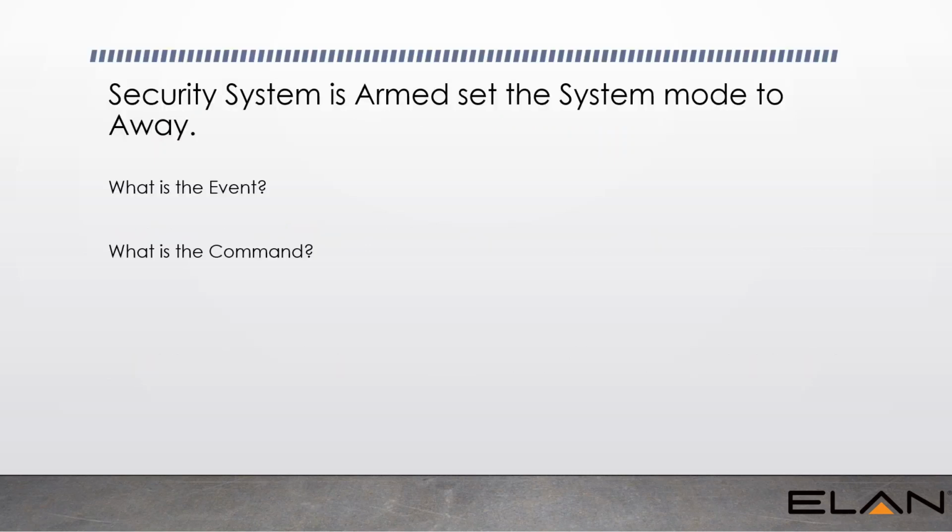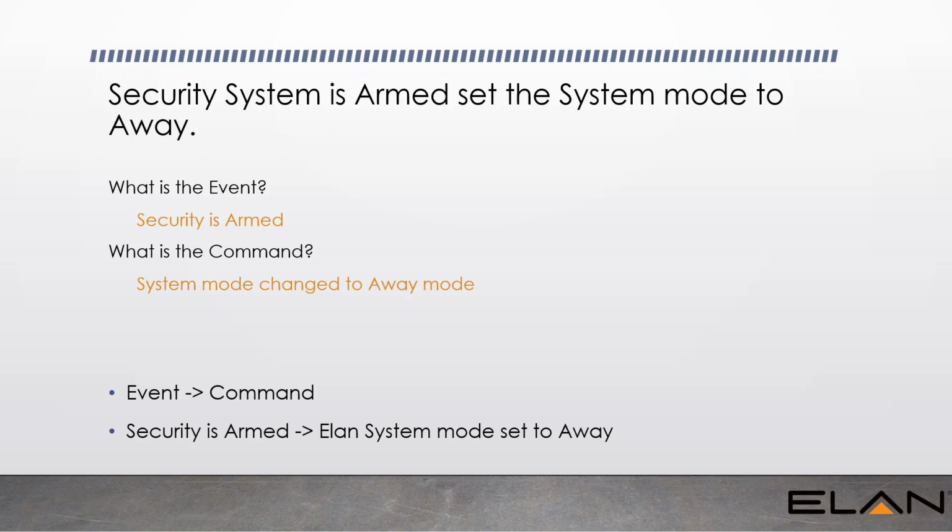Alright, so let's look at this first event map we're going to talk about here. When the security system is armed, set the system mode to away. What is the event that's going to trigger this to happen? The security is armed. What do we want it to do? Change the system mode to away. Or a way I like to write them out is a simple sentence, event to command. The event being security is armed, ELAN system mode set to away.